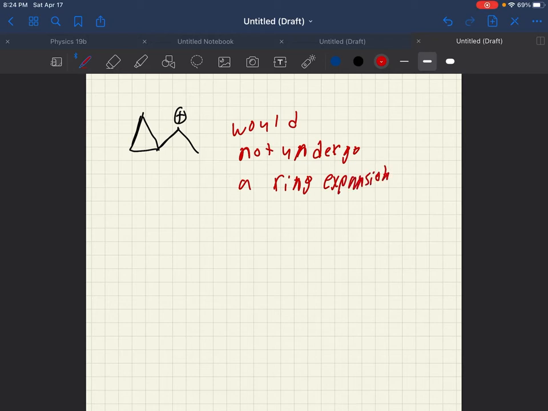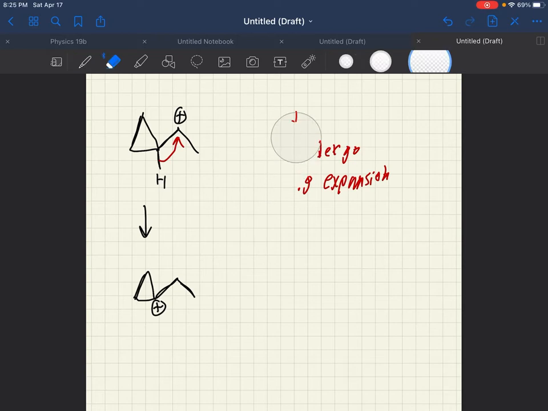And that's due to this being a three-membered ring, and we never go from a three-membered ring to a four-membered ring. So all that's going to happen here is, once again, we got our hydride shift, and this would then turn into something that looks like this. That's all that would happen here. And that's due to this being a three-membered ring, and three-membered rings never go to four-membered rings.